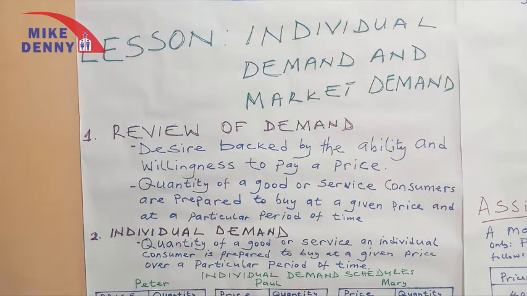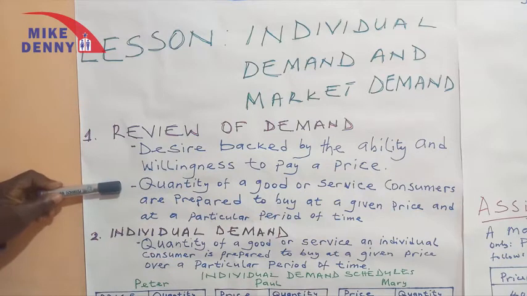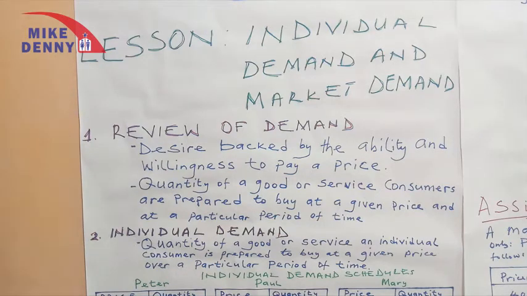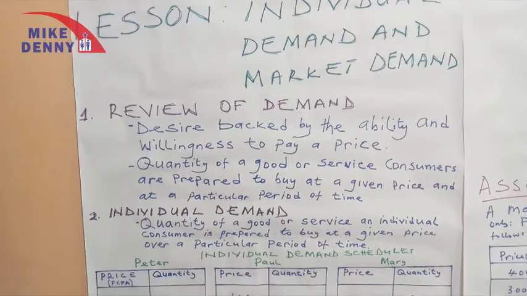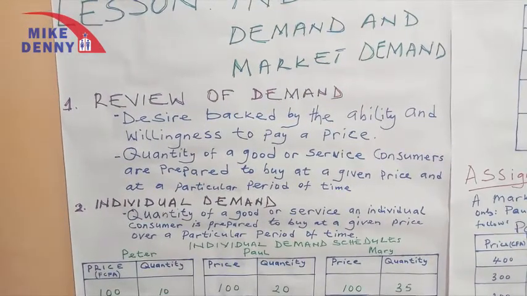So demand is the quantity of a good or service consumers are prepared to buy at a given price and at a particular period of time. We highlight 3 things in this definition. The first one is the quantity, the second is the price, and the third is the time period. Any meaningful definition of demand must contain these 3 things. So the tendency is for people to buy more of a good when the price of that good falls. Then we move to individual demand.